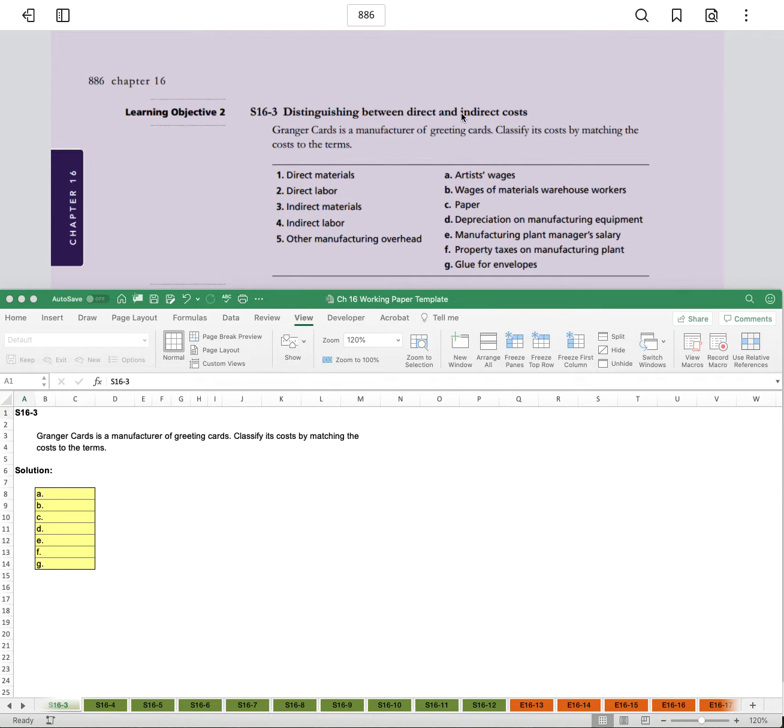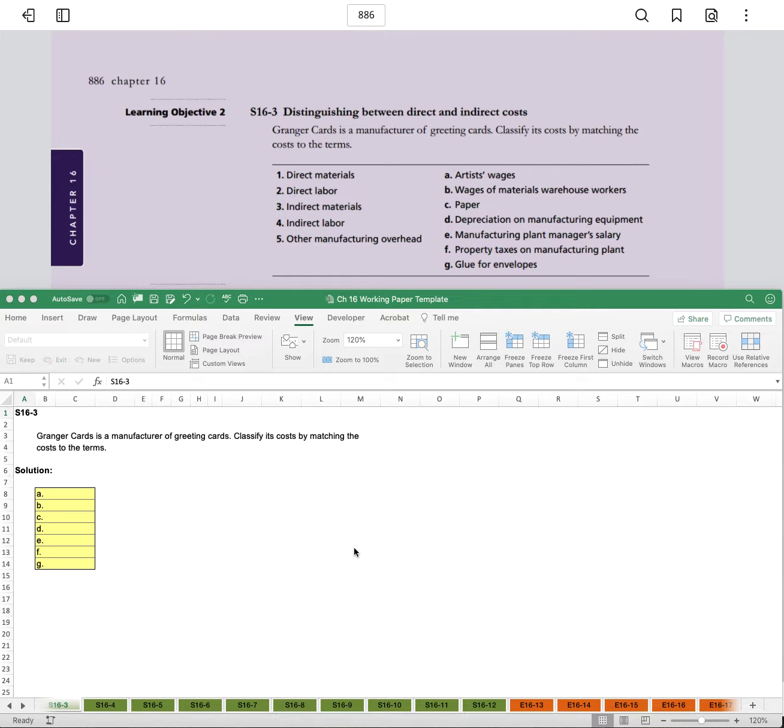and indirect costs. I'm working on the short questions 16-3 out of chapter 16. I have the textbook pulled up on top, and then the working paper template Excel file from your course down below, which is where I'll be working the answers. These working paper template files aren't required for you to use. It just provides us with a base to start the problems from the back of the chapter. So if you want to use this as a reference, you're more than welcome to.